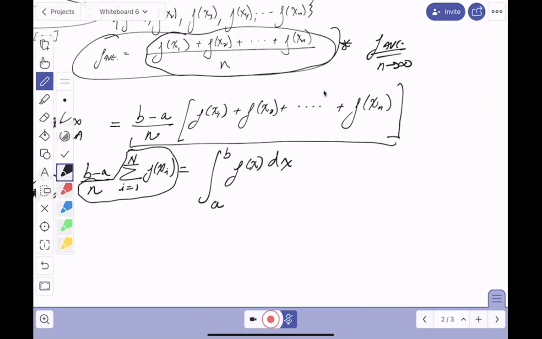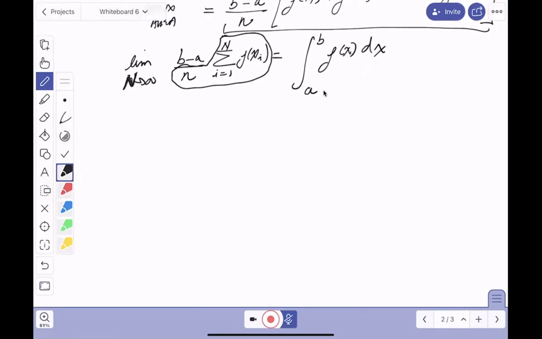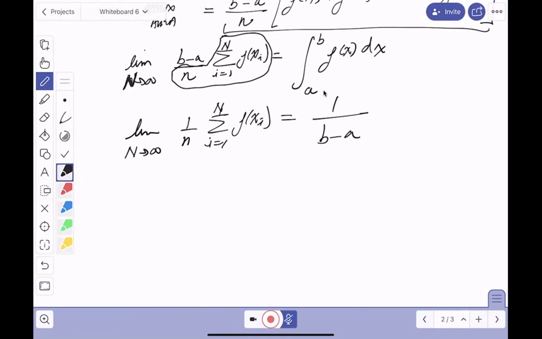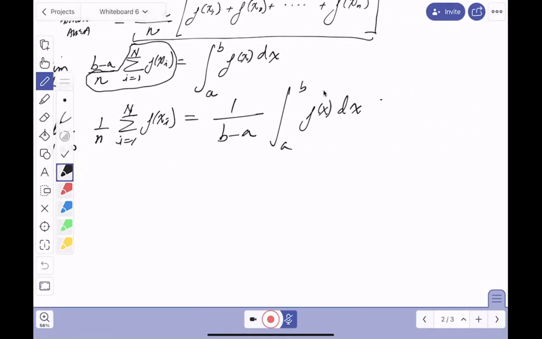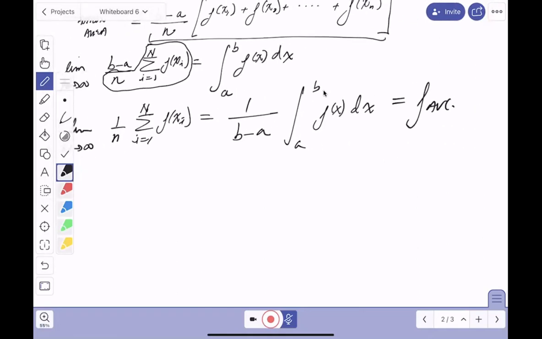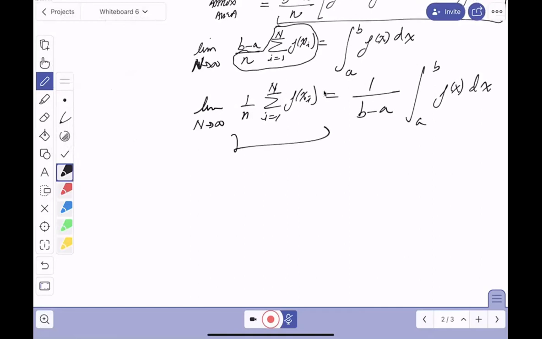I need to get rid of the b minus a. So write this down. Limit as big N goes to infinity, 1 over N, sum i equals 1 to big N, f of x_i is 1 over b minus a, integration a to b, f of x dx. This is f average. All right, right over there, f average.